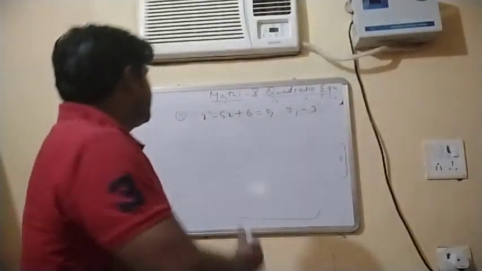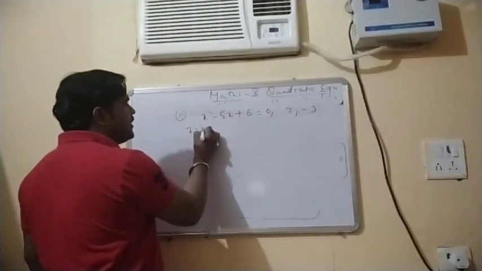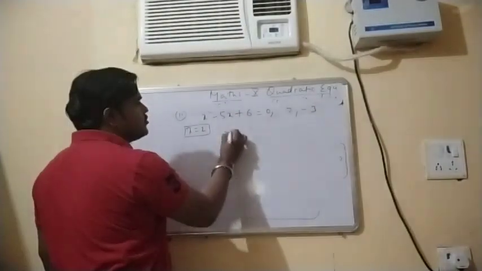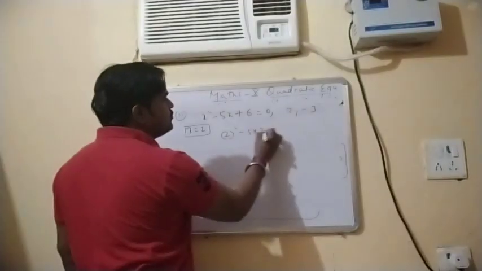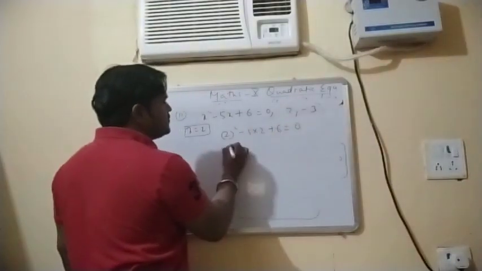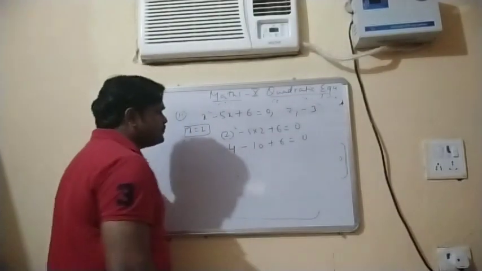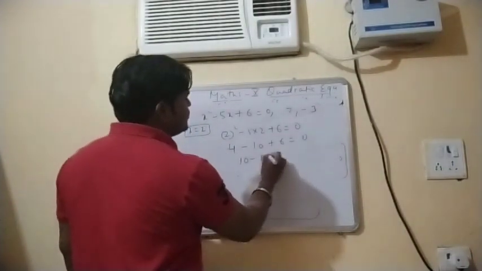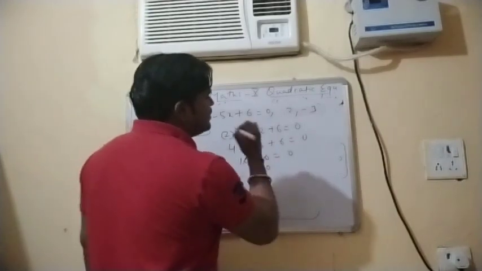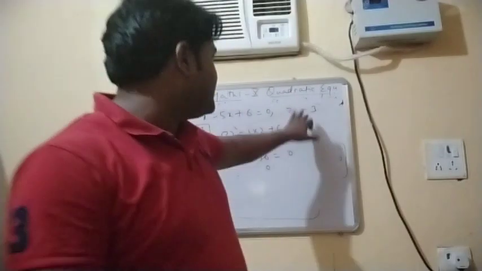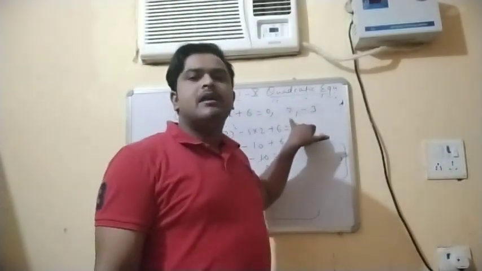equation. So on substituting x is equal to 2 here, this will become 2 square minus 5 into 2 plus 6 is equal to 0. This will become 4 minus 10 plus 6 is equal to 0. This will be 10 minus 10 equal to 0. That is 0. So on substituting x is equal to 2, we will get 0. This shows that this 2 is the root of the equation.